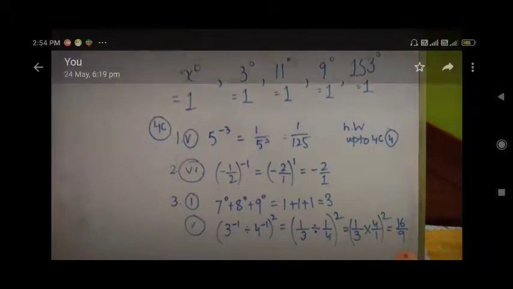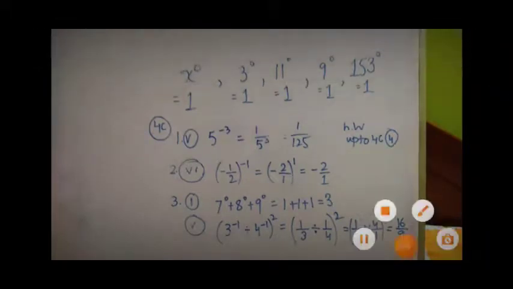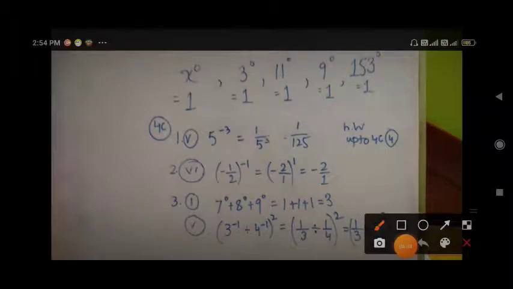Next, if the power of anything is 0, its value is always 1. That's why 153 to the power 0 means also 1, and x to the power 0 means also 1.